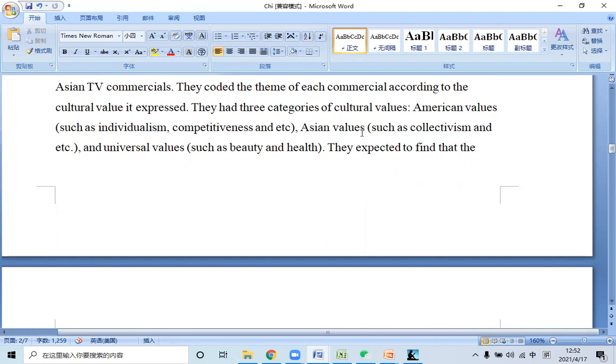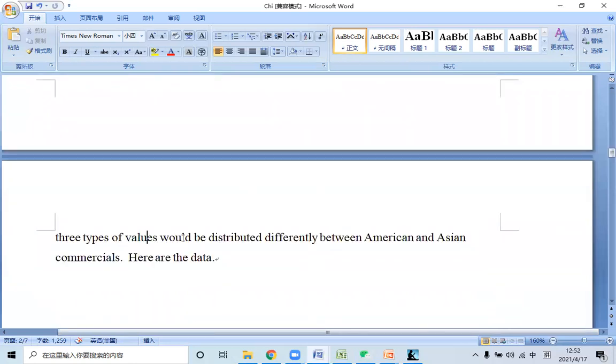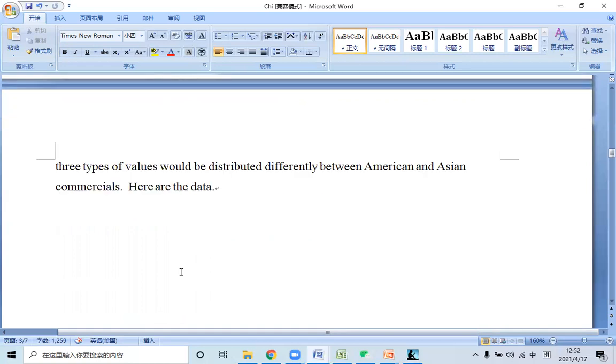One, American values such as individualism, competitiveness, etc. And also Asian values such as collectivism, etc. And universal values. Universal values would be values all people would like. Beauty and health, these are universal values. They expect to find that the 3 types of values would be distributed differently between American commercials and Asian commercials.